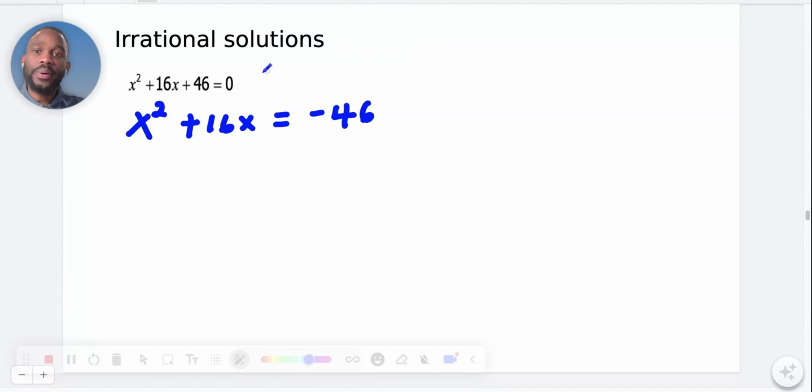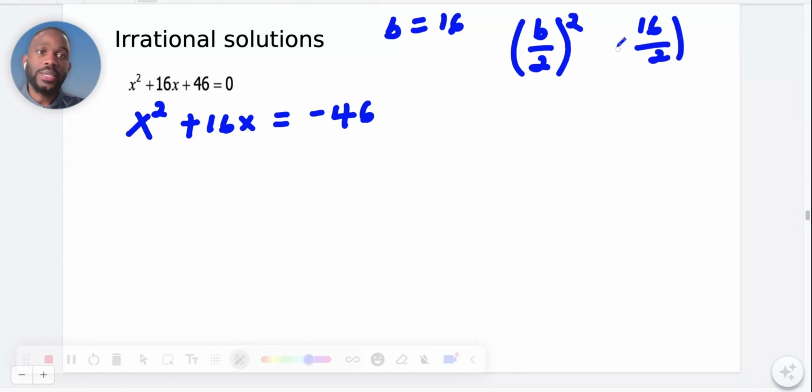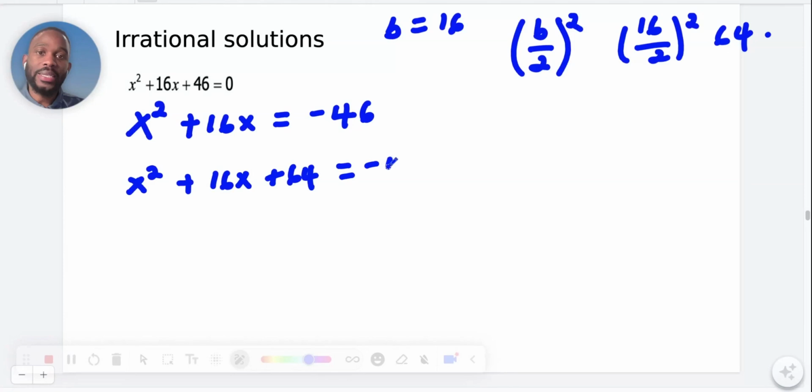And then remember, when you look at this quadratic equation, b is equal to 16. So the next step is to get b divided by 2 and then square it. So b divided by 2 will be 16 divided by 2, and this gives you 8. 8 squared gives you 64. So after getting 64, add 64 to both sides of the equation. This is what I mean. So this is x squared plus 16x plus 64 is equal to negative 46 plus 64.